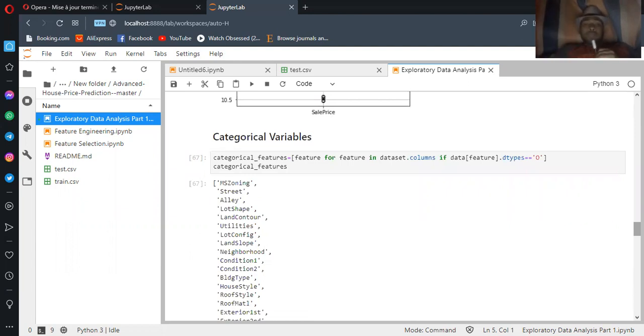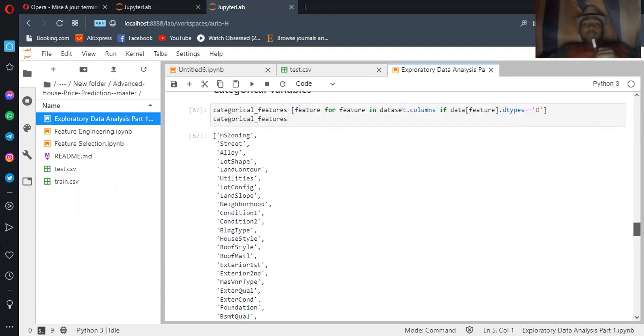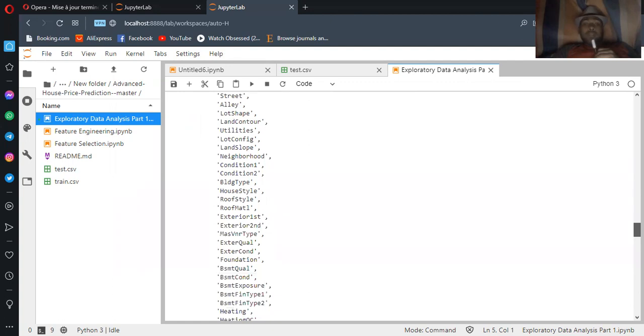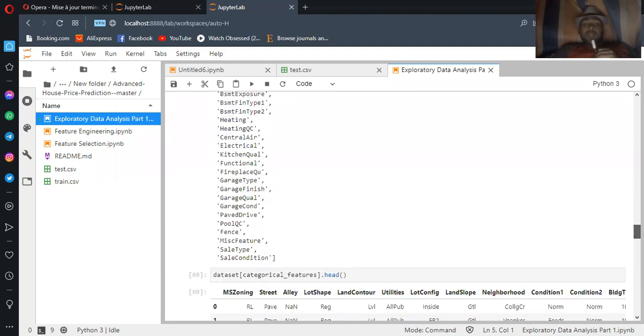Now we go to the character variables. To select from the dataset just the categorical features: feature for feature in dataset.columns if data[feature].dtype is equal to 'O' between quotes. Here that means string. I want just string variables. So after I run this cell, I got these results. I have a lot of categorical variables. Okay.